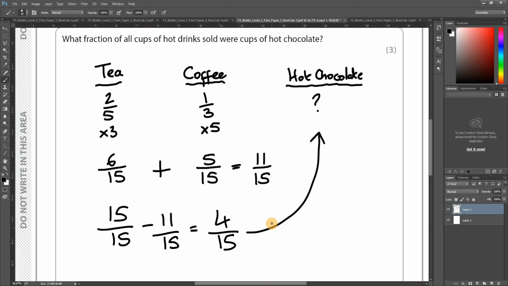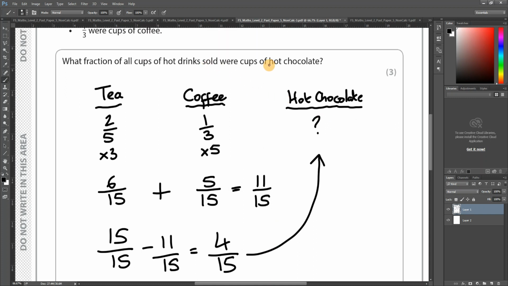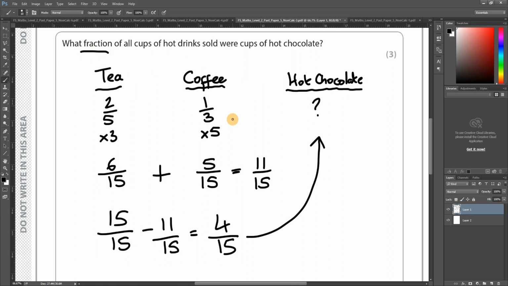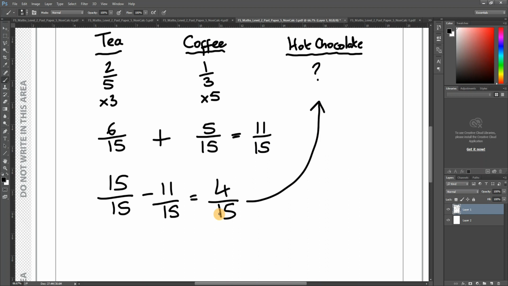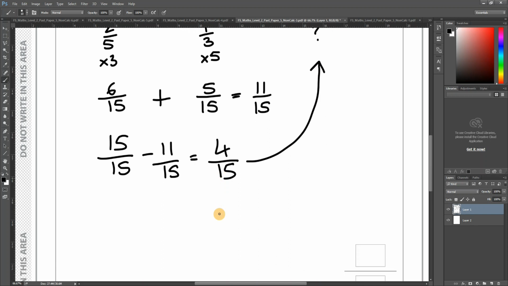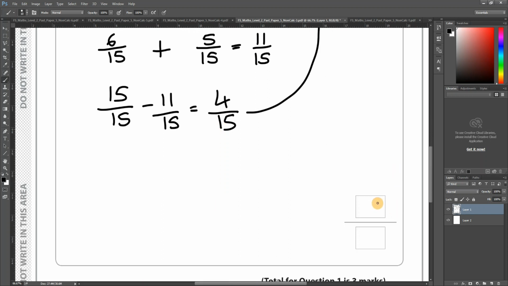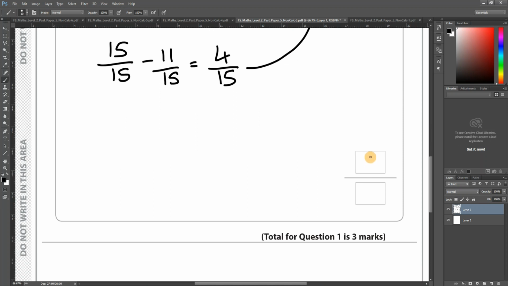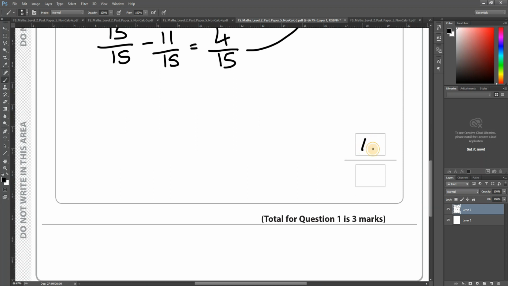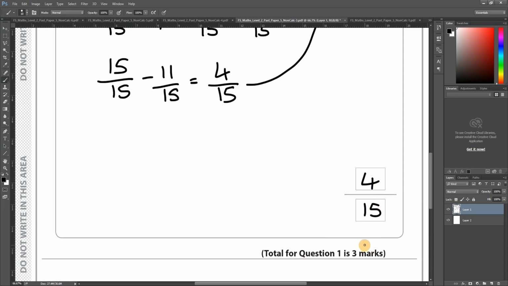So what fraction of all the cups of hot drinks sold were cups of hot chocolate? You want your answer as a fraction, and we have got it as a fraction. That's 4 out of 15, and that should be your final answer. So let's put that in the answer box. Let's move on to the next question.